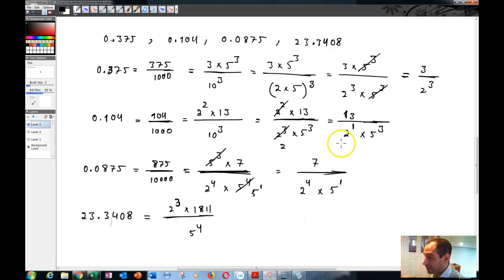So that's basically what happens here: if the decimal representation of some rational number is terminating, you can write that the prime factorization of the denominator is going to have only factors of 2 and factors of 5. Okay, so that's basically what that means.